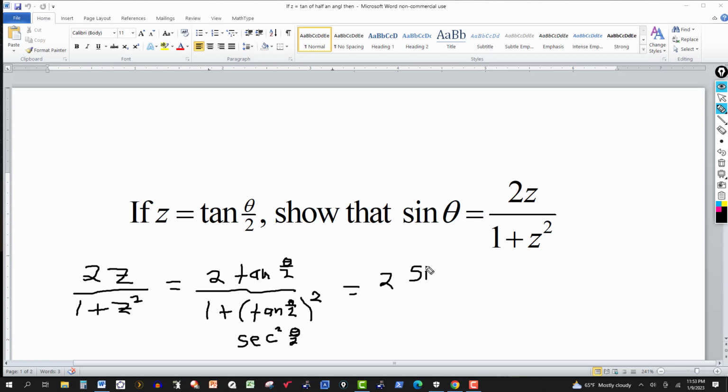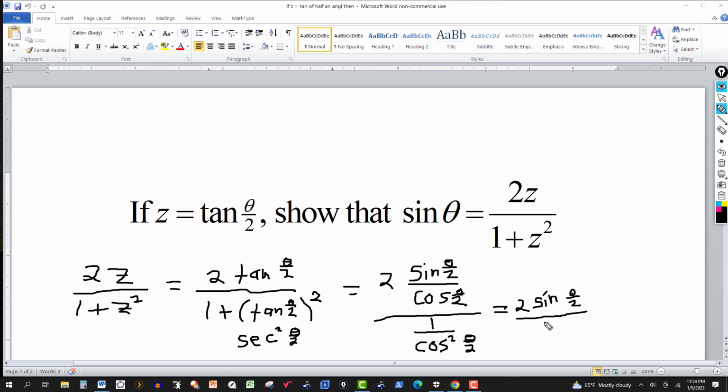So I'm going to replace the tangent of theta over 2 by the sine of theta over 2 over the cosine of theta over 2. And remember the denominator now is secant squared of theta over 2. The secant and the cosine are reciprocal, so I could replace this secant squared by 1 over cosine squared of theta over 2. So this is the same thing as 2 sine of theta over 2 over cosine of theta over 2, divided by 1 over the cosine squared of the angle theta over 2.